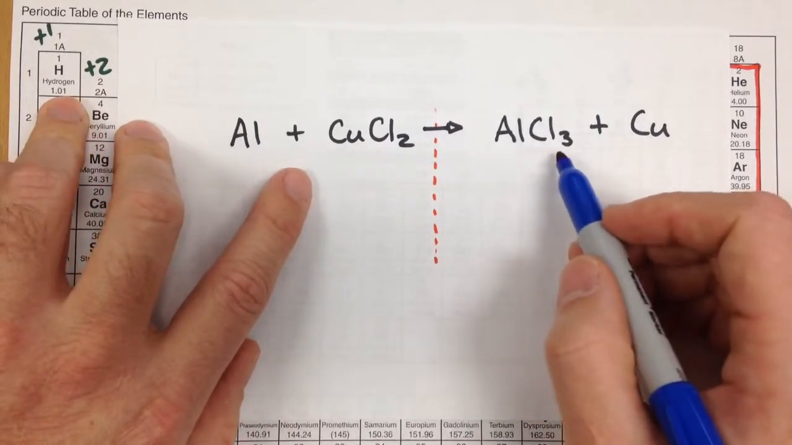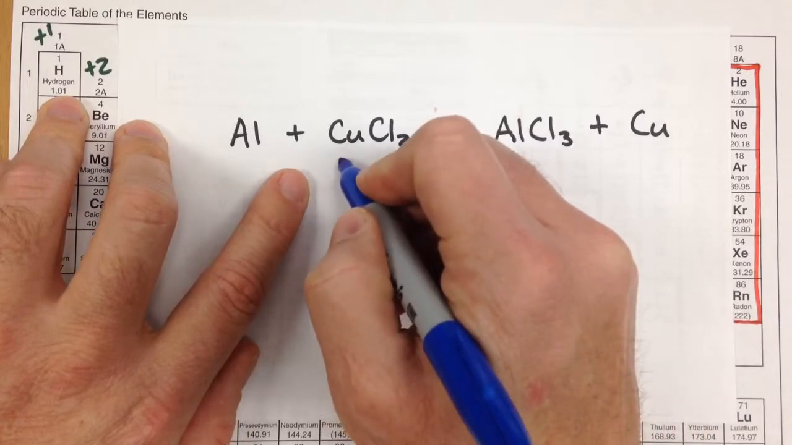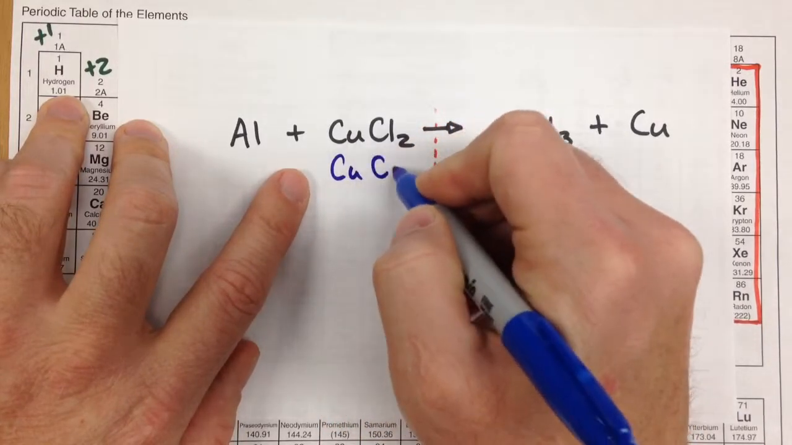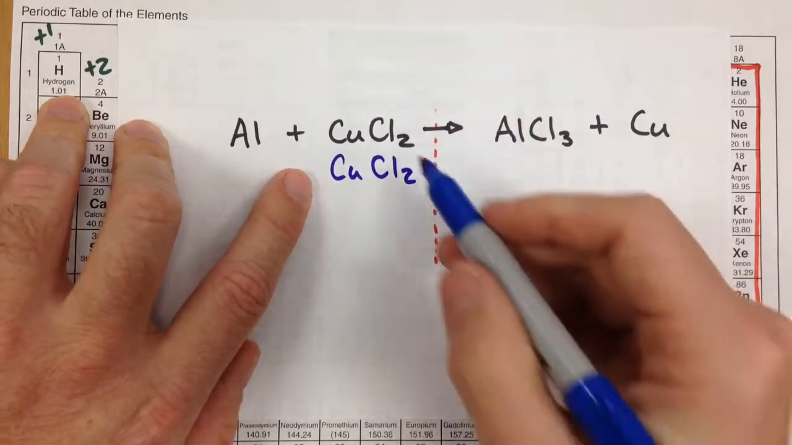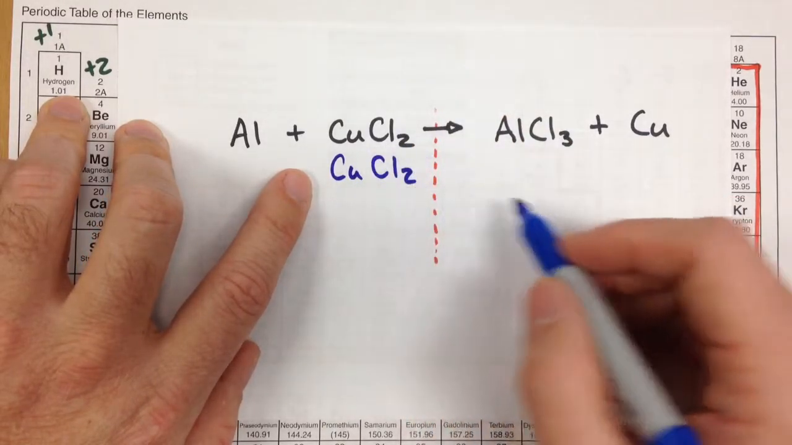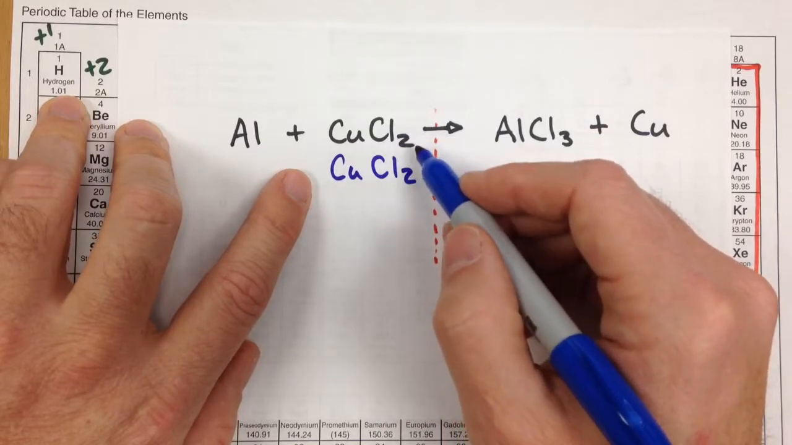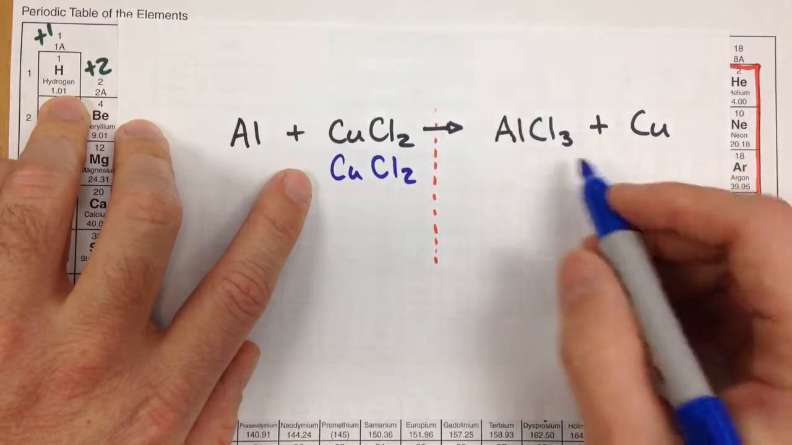Now, always and only add to the side that has less. This side has less. So remember, I need to add in a whole other CuCl2 unit, a whole other compound, a whole other molecule there. CuCl2. Now I have 2 plus 2, 4 chlorines on the left, 3 chlorines on the right.